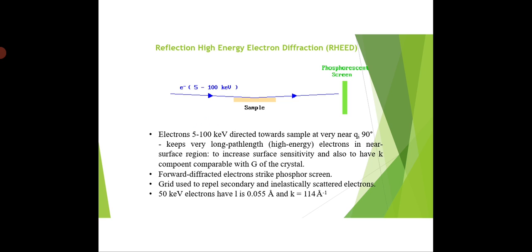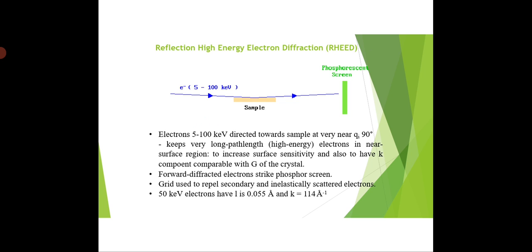Reflection high energy electron diffraction. Electrons having energy 5 to 100 kiloelectron volts are directed toward the sample at a very near 90 degree incident angle. This keeps a very long path length of high energy electrons in the near surface region to increase surface sensitivity, and also to have a K component comparable with G of the crystal.